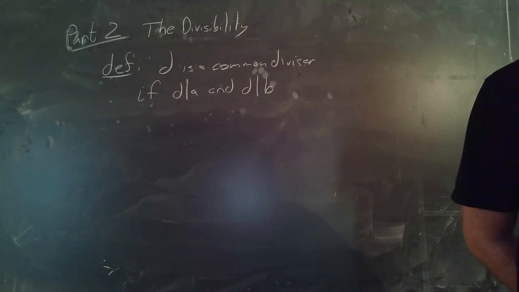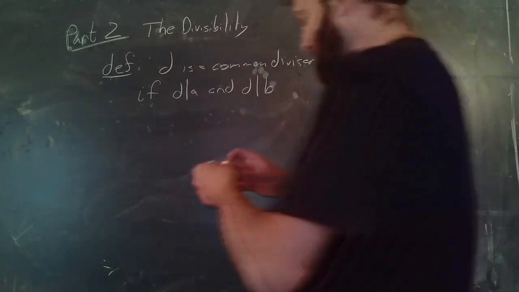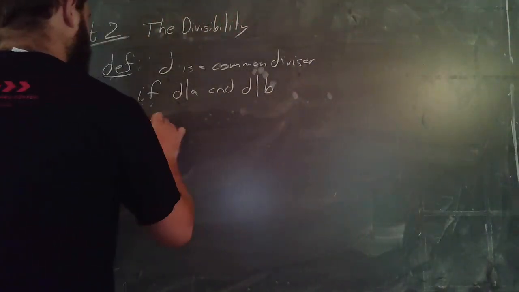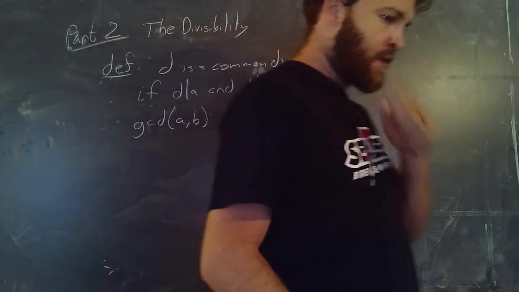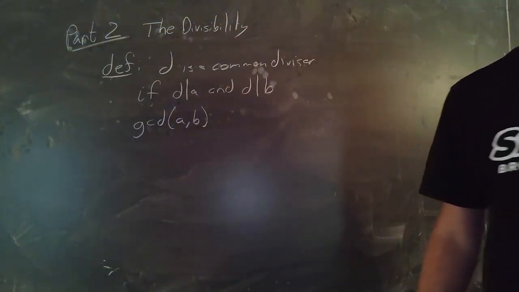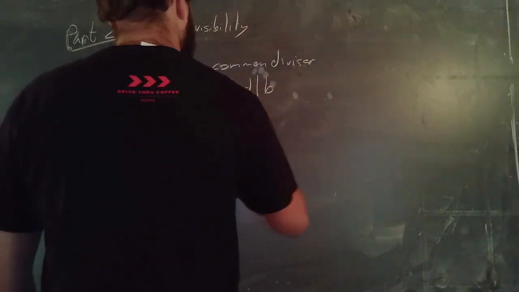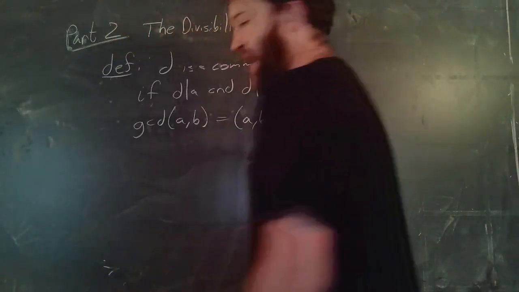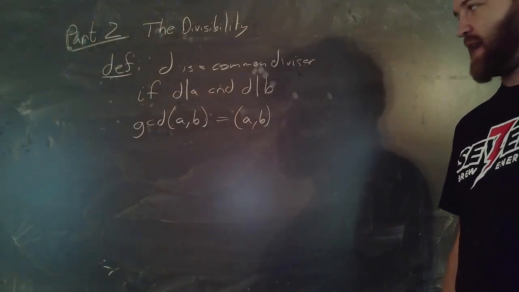The largest such divisor is called the greatest common divisor of a and b, and we can denote that a couple of different ways. In algebra, we used to write GCD of a and b, but in number theory, a lot of times we just omit the GCD part because it is understood that (a, b) is asking you for the greatest common divisor of a and b.